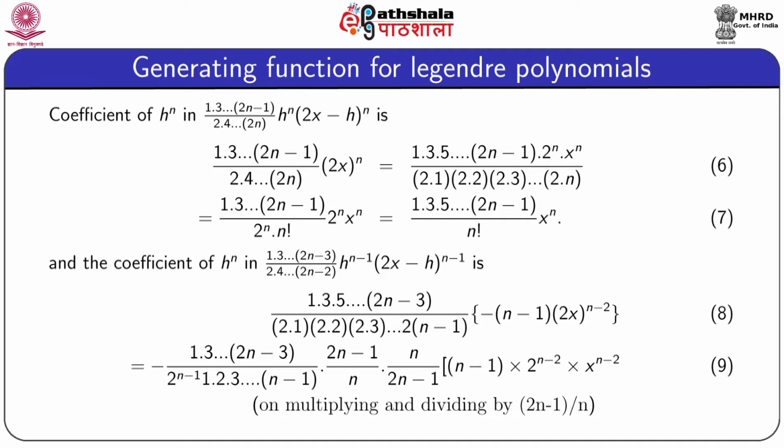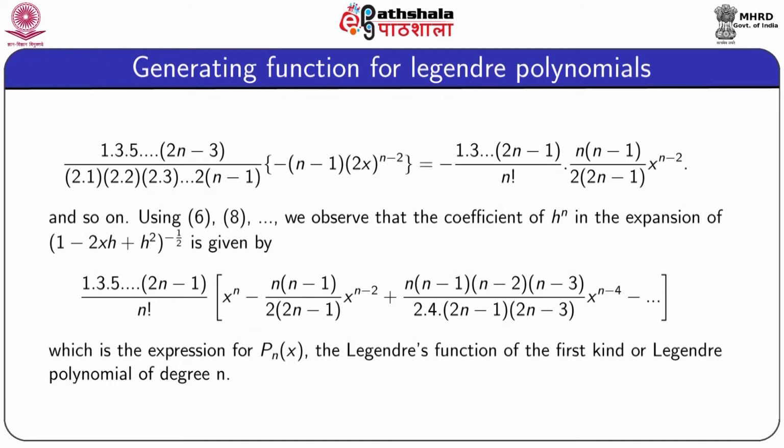Hence, we have to consider the next term, which is minus (n minus 1) (2x) to the power n minus 2, and hence if you multiply that by h to the power n minus 1, that term contains an h, and after simplification gives h to the power n. Hence, the coefficient of h to the power n in the expansion is given by equation 9. If you simplify equation 9 on multiplying and dividing by 2n divided by n, you arrive at equation number 11.